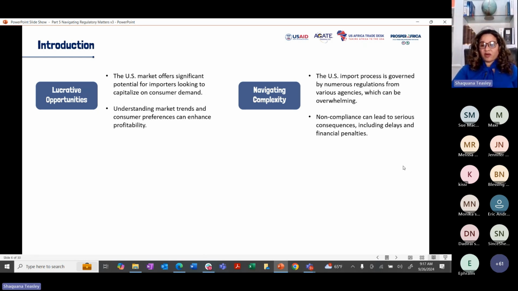The U.S. import process is governed by numerous regulations from various agencies, and it can be totally overwhelming. When you think of U.S. Customs, look at it as a parent-child relationship. There is Homeland Security, and then there's U.S. Customs. And then as cousins to U.S. Customs, there's several U.S. government agencies that you have to be in compliance with, or you can find yourself in serious consequences. Those consequences can be delays, financial penalties, and financial penalties are huge.